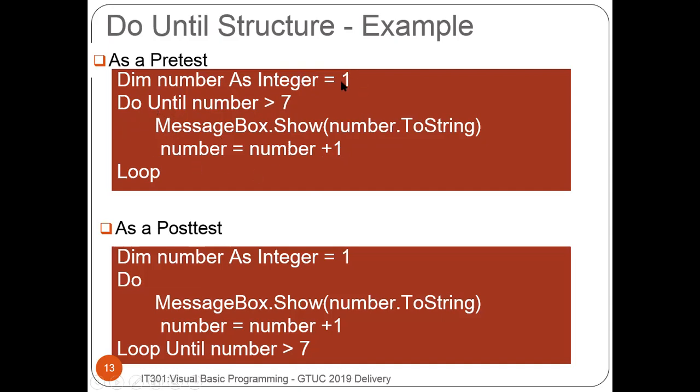So first number is 1, is number greater than 7? No, we output number, we increase by 1. All right. So we come here, 2 greater than 7, that is false. So we output that and increase by 1. Come back here, 3 greater than 7, false, right? So we keep doing that till we get to 7. 7 greater than 7, that becomes what? False. Then we do the same thing. Then we go to 8. 8 greater than 7, true. So as soon as it becomes true, we exit, right? So do until the condition is true, then you exit the structure.